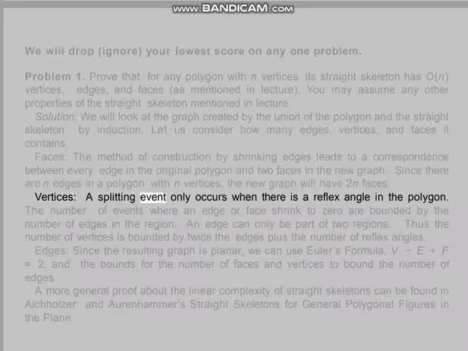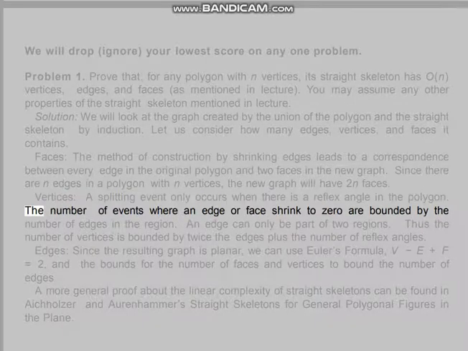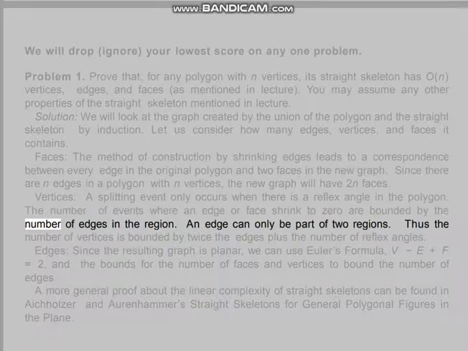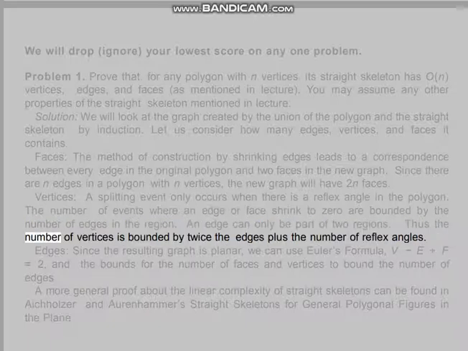Vertices. A splitting event only occurs when there is a reflex angle in the polygon. The number of events where an edge or face shrinks to 0 is bounded by the number of edges in the region. An edge can only be part of two regions. Thus, the number of vertices is bounded by twice the edges plus the number of reflex angles.